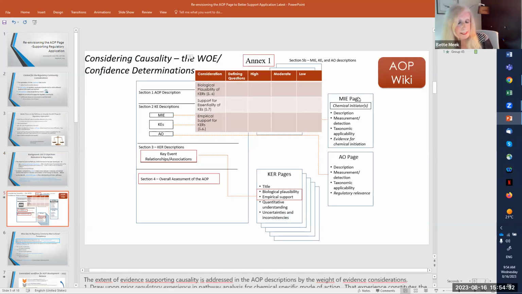And of course, the extent of evidence supporting causality is addressed in the AOP descriptions by the weight of evidence considerations. I think you're all familiar with them, and I don't want to say very much about them here, except to emphasize a couple of points. They draw upon regulatory experience and pathway analysis for chemical specific mode of action. That experience constitutes the basis for what we've referenced as their codification, defining their focus, indicating the nature of the data that informs them, and providing examples of the types of evidence bases associated with high, moderate, or low confidence. So that's the inclusions in Annex 1.